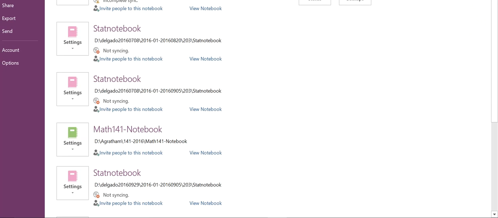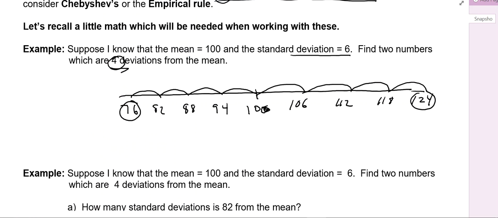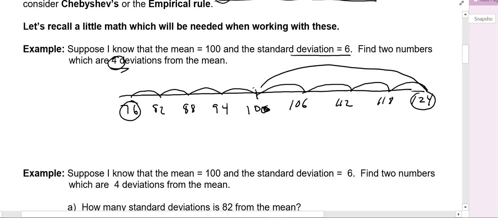What's more important here, oh, sorry about that. Let me see what happened to my notebook. I must have pressed something. Okay, back at it. Now, if you think about it, what's the distance from 100 to 124? 24, right? That's the distance. What's the distance from 100 to 76? 24. That's the total distance.